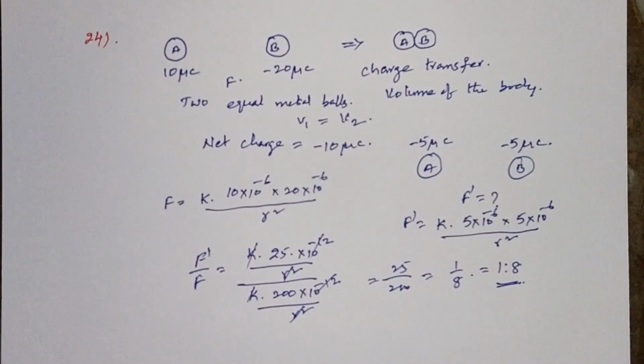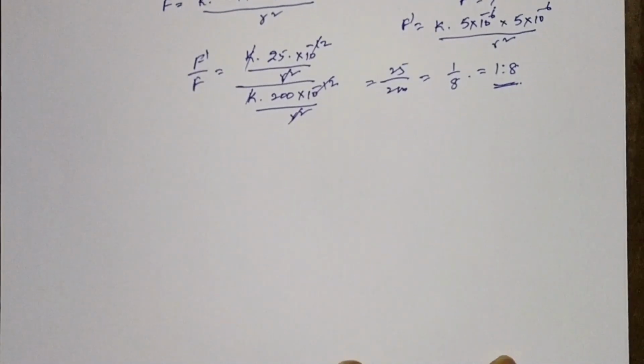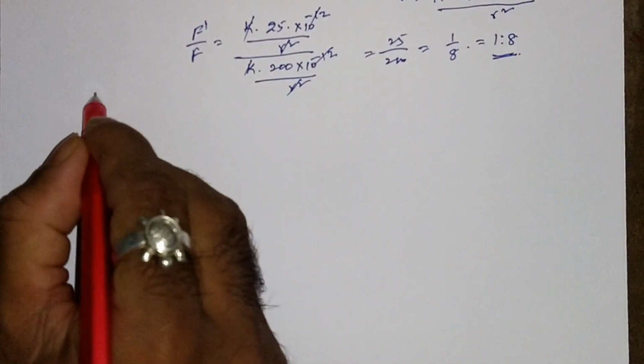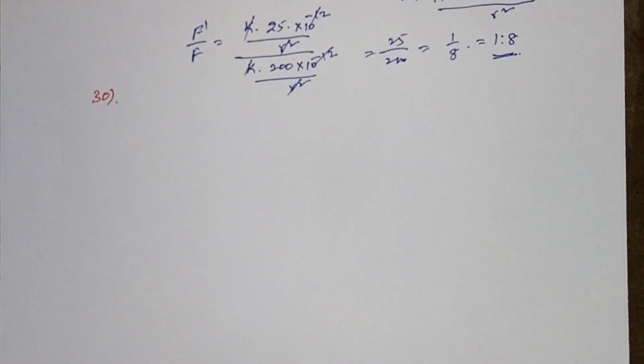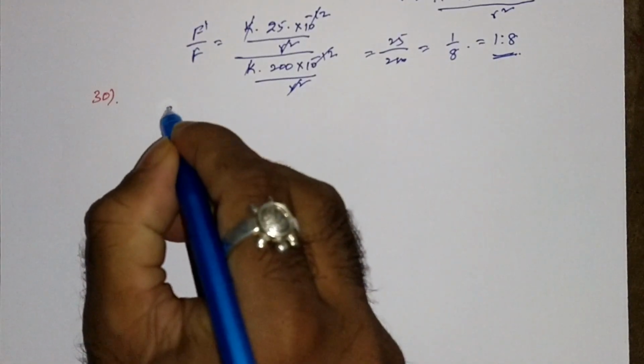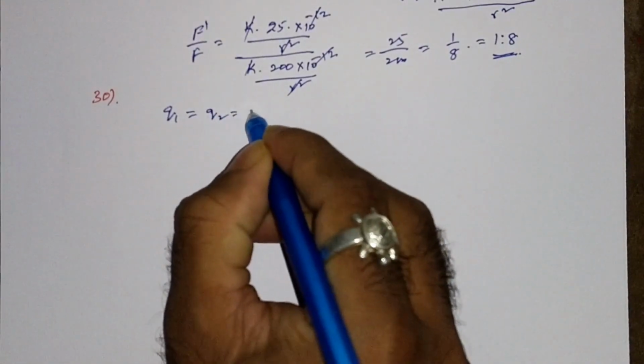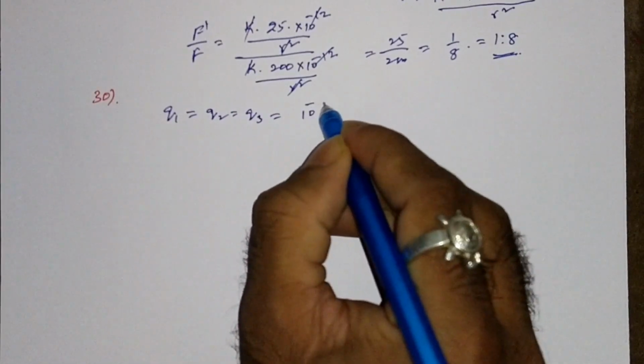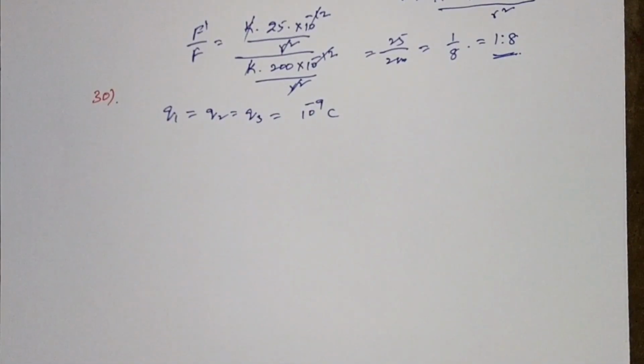Very good. Next question they asked in the same worksheet is question number 30. Let us see what that is. 3 charges each equal to 10 power minus 9 coulomb. Let me take Q1 equal to Q2 equal to Q3 equal to 10 power minus 9 coulomb, placed at the corners of an equilateral triangle of side 1 meter.